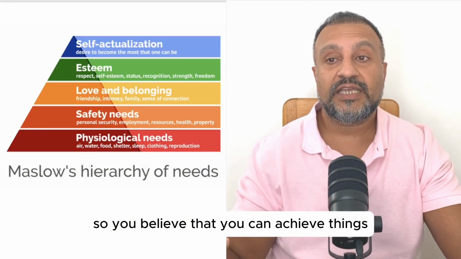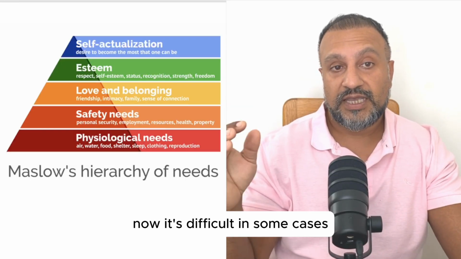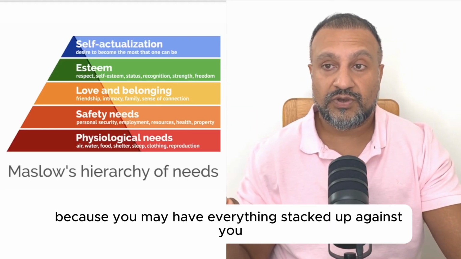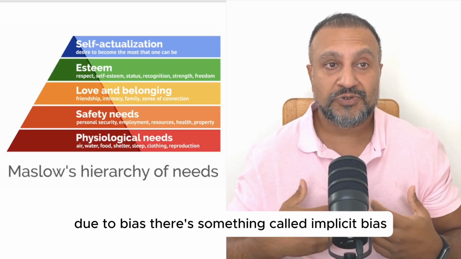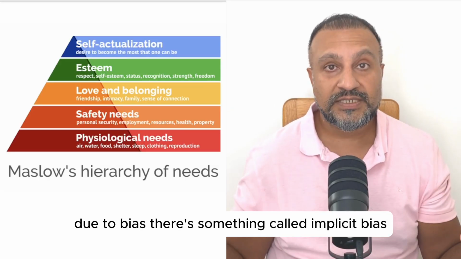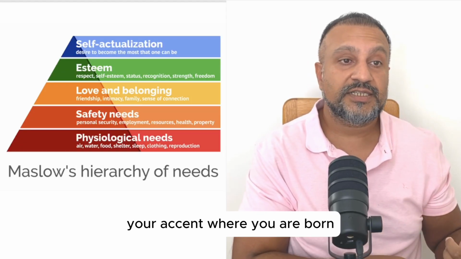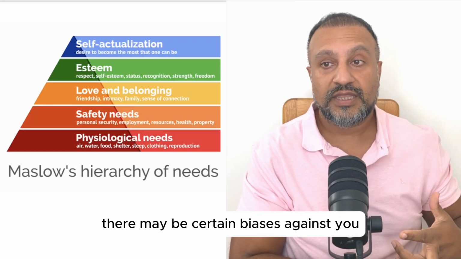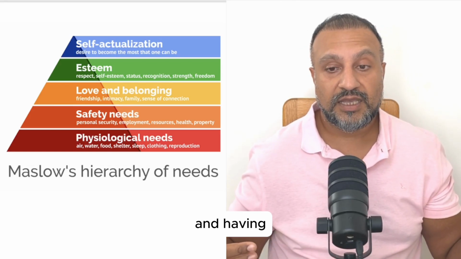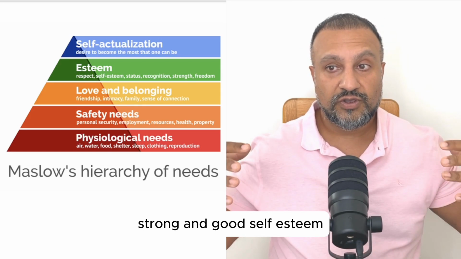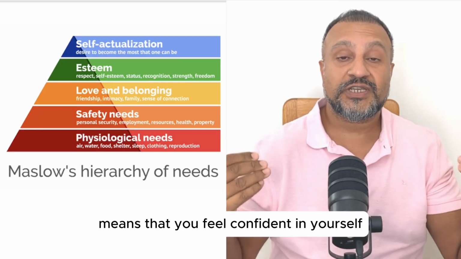So you believe that you can achieve things. Now, it's difficult in some cases because you may have everything stacked up against you due to bias. There's something called implicit bias. So due to the color of your skin, your accent, where you are born, there may be certain biases against you. And having strong and good self-esteem means that you feel confident in yourself.